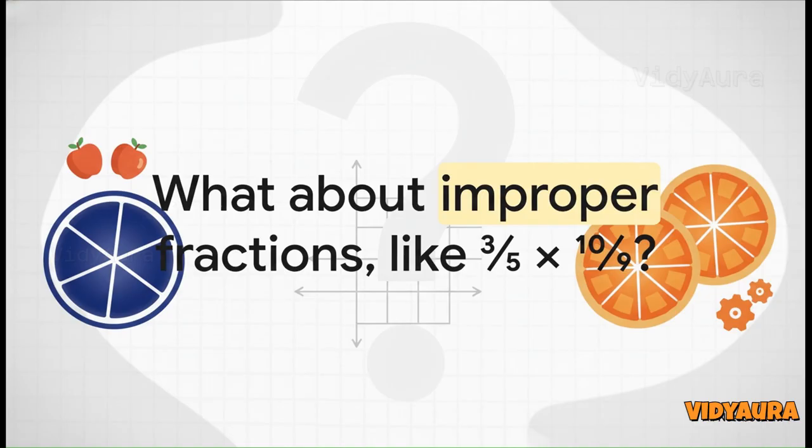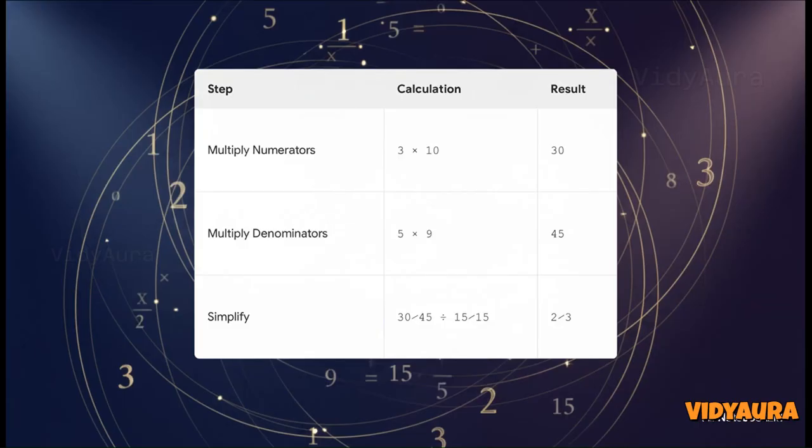One of those where the top number is bigger than the bottom. Something like 3/5 times 10/9. So if we just follow the rules like before, we'd multiply 3 by 10 to get 30, and then 5 by 9 to get 45. That leaves us with 30 over 45. Now comes the simplifying part. And if you happen to spot that 15 goes into both of them, you can divide and get your answer, 2/3. And look, this works perfectly fine.